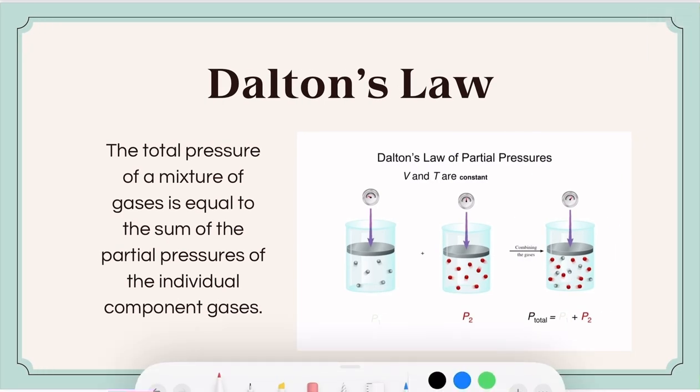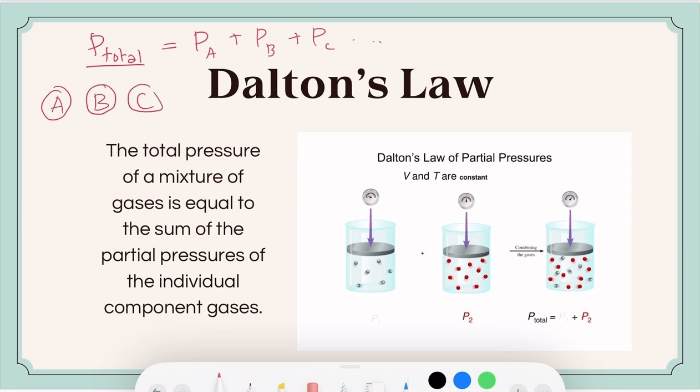Now, what I just said is called Dalton's law, which basically states that the total pressure is equal to the sum of the partial pressures in the container. If I have, for example, element A and B and C, the total pressure is the addition of the partial pressure of A and the partial pressure of B and the partial pressure of C, and so on. If there is more, you add the more.